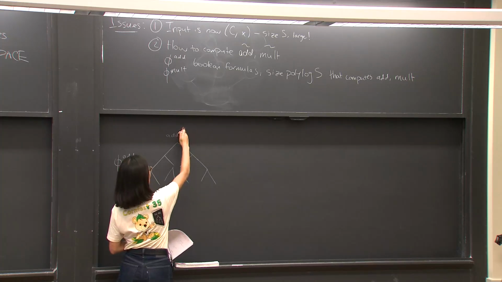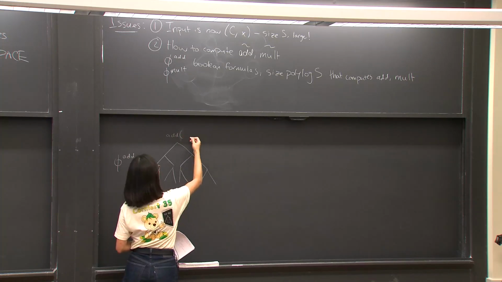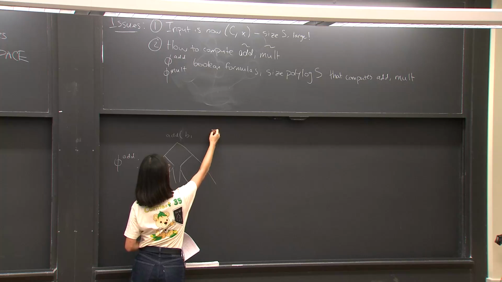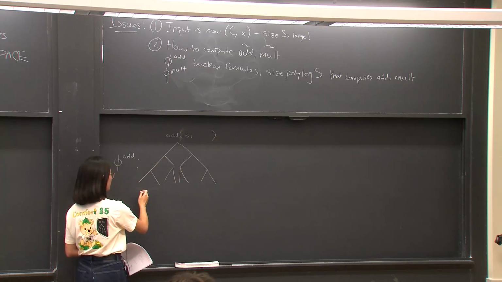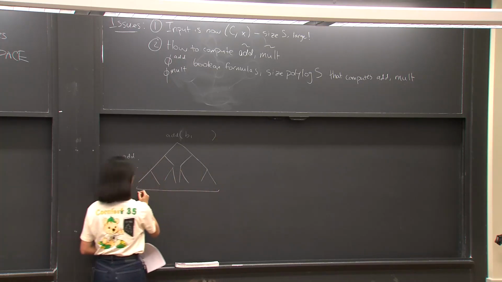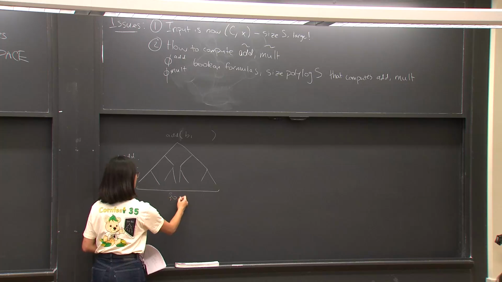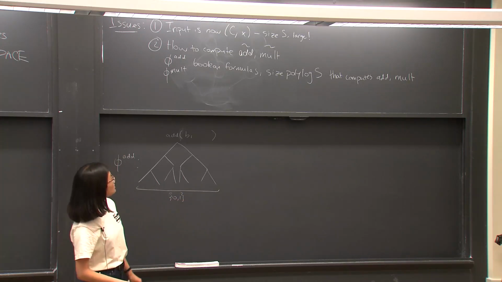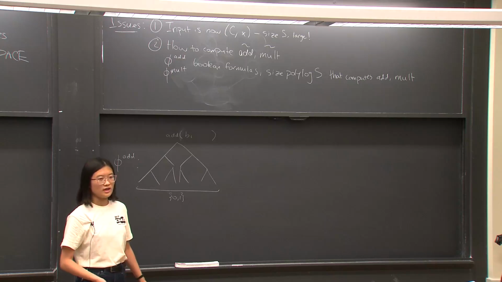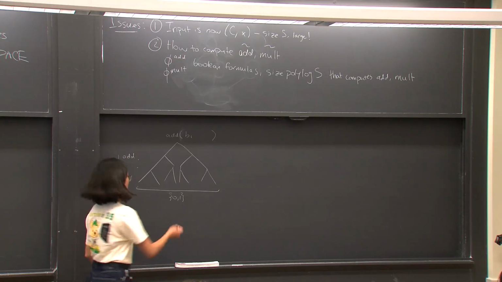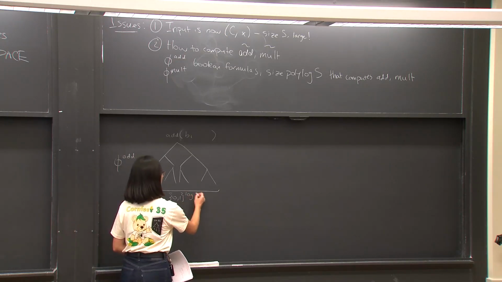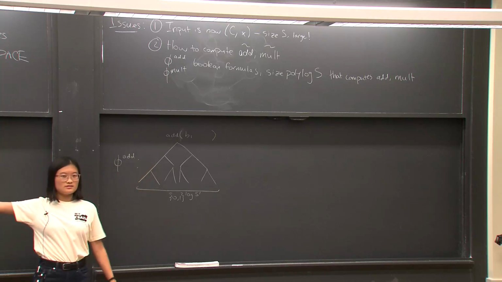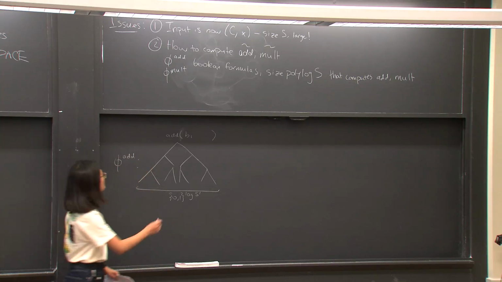The inputs are all bits, so it's going to be {0,1} to the something. It should take as inputs the labels of gates in the circuit and tell you whether or not that particular gate is an add or mult gate. So this should be log of the size of C prime.